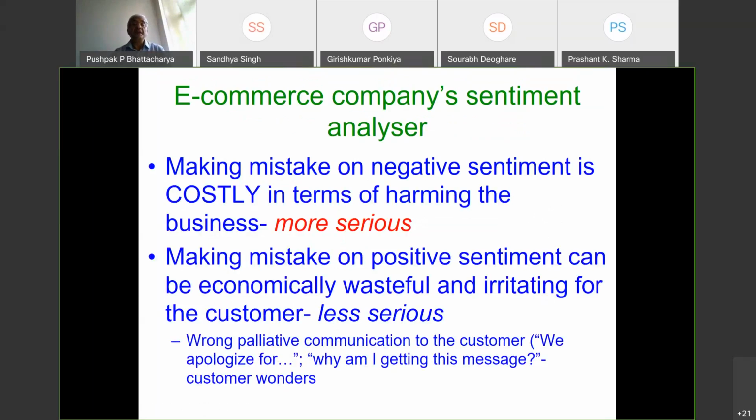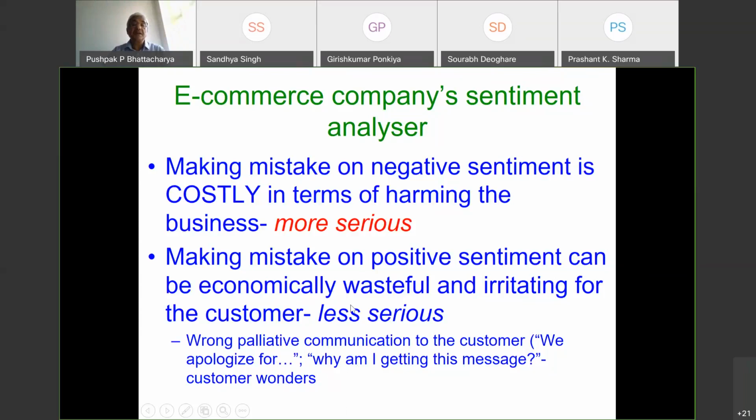Making a mistake on negative sentiment is harming the business interest. So this is a more serious situation. Making a mistake on positive sentiment can be economically wasteful and irritating for the customer. This is less serious. So we can have a wrong palliative communication to the customer, an apology, and the customer will think, why am I getting this message?